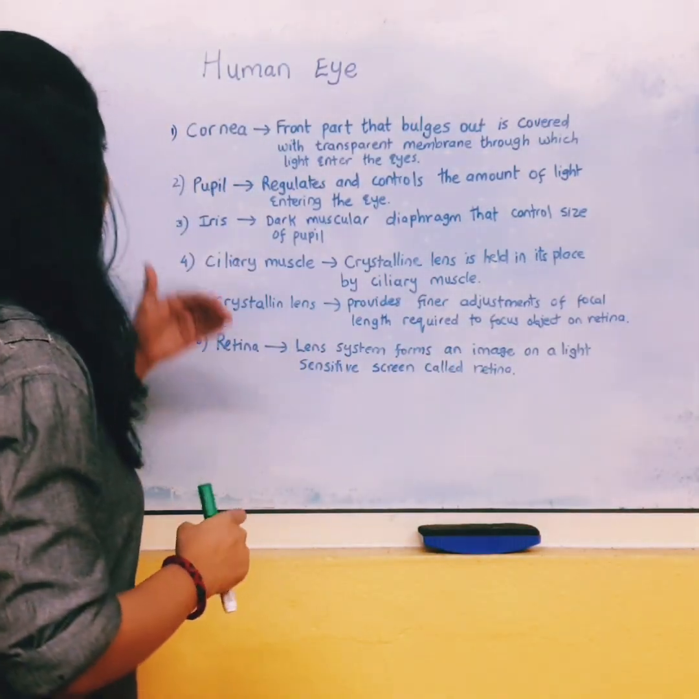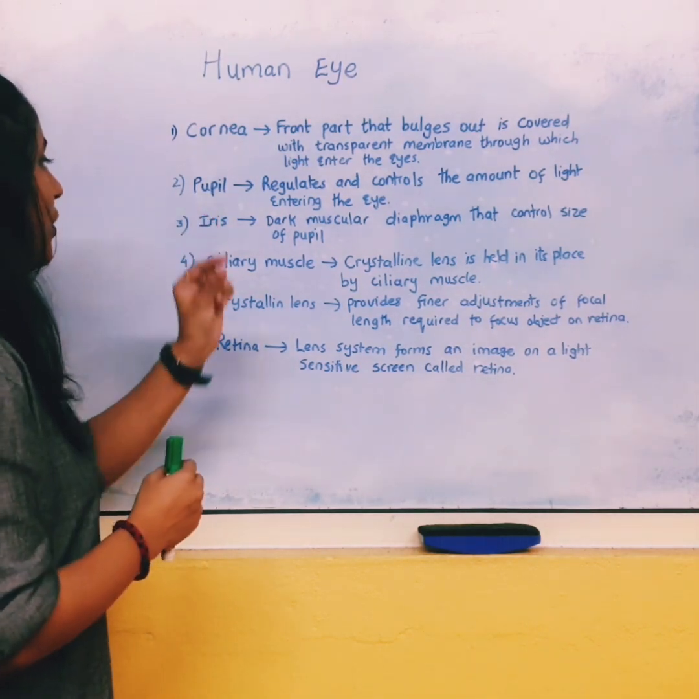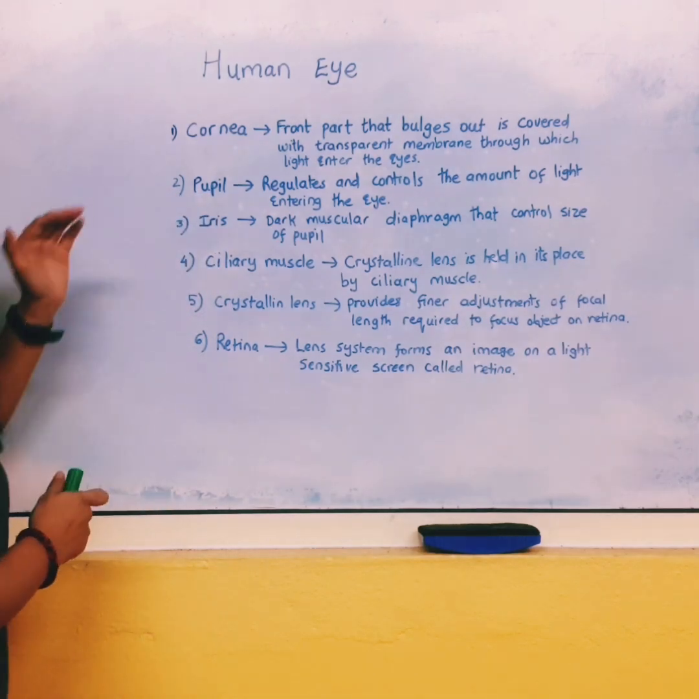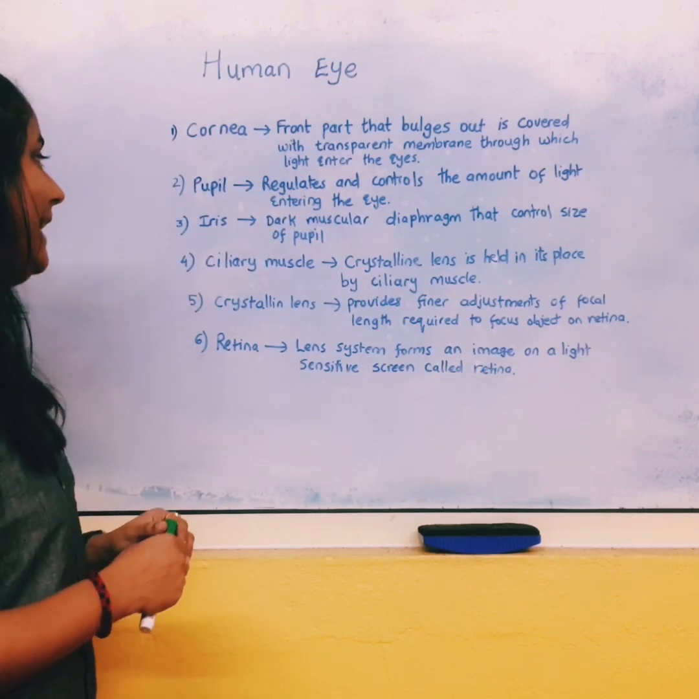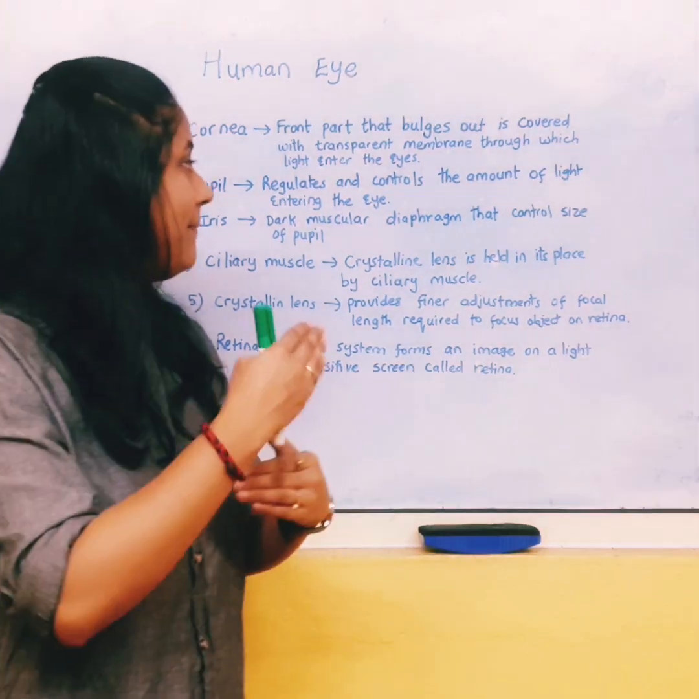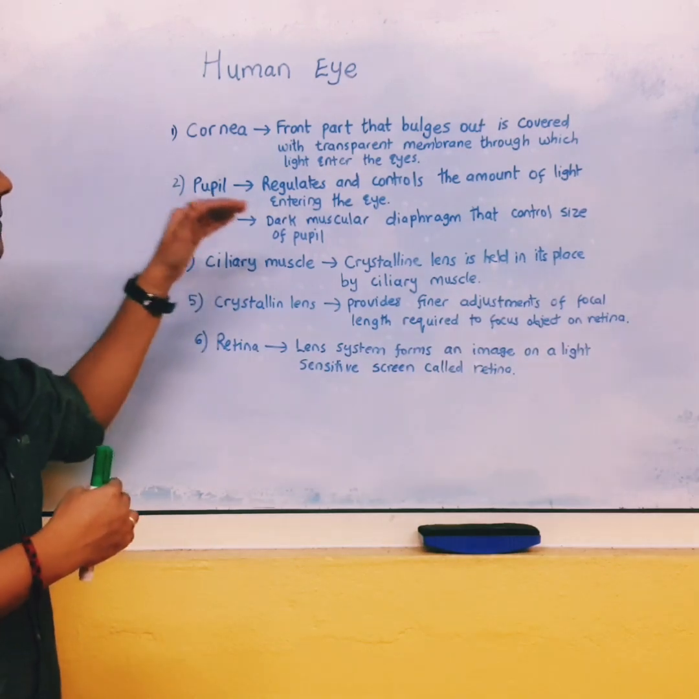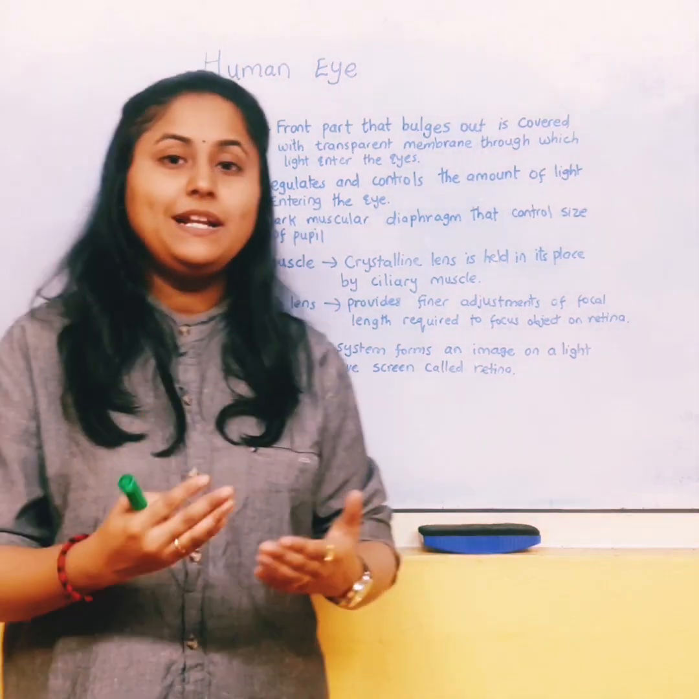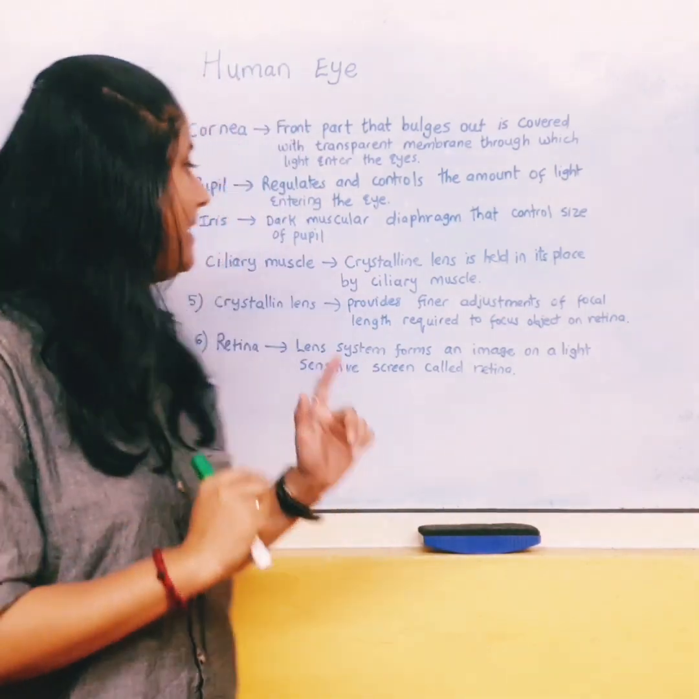Now next, after that we have the pupil. That central hole which you had seen, which is present in the iris, is known as the pupil, and the pupil regulates and controls the amount of light entering the eye. So the pupil regulates the amount of light that will enter our eye. The iris is a dark muscular diaphragm that controls the size of the pupil. The pupil regulates the amount of light entering our eye, and the size of the pupil is regulated by the iris.